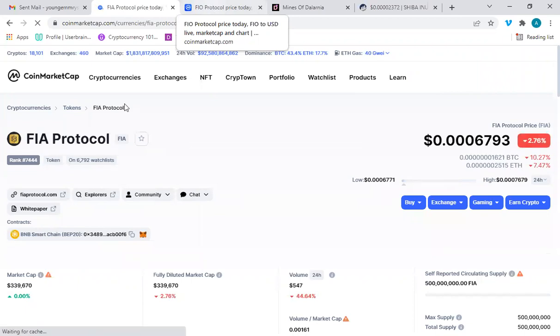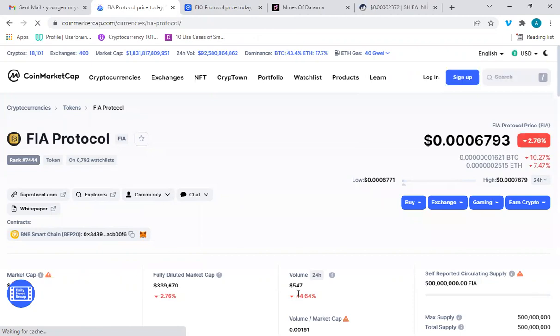Now see something. See the trading volume of this coin: $547. You can see that this is very, very poor. So if someone tells you, "Go and buy this coin," and I see that $547, I will not even buy it. Because if I actually buy this coin, it's like I want to send myself to the village.